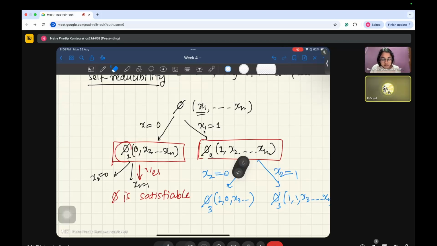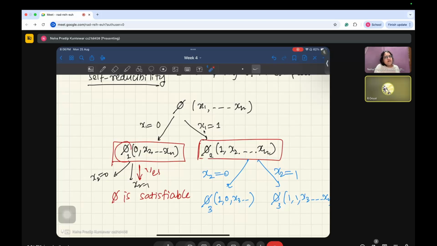But then what would be the length of such a tree? At every level we are eliminating one variable. Here x1 is eliminated. In the next level x2 is eliminated. So after n levels, the height would be n. But if the height is n, then we can solve the satisfiability problem in polynomial time.